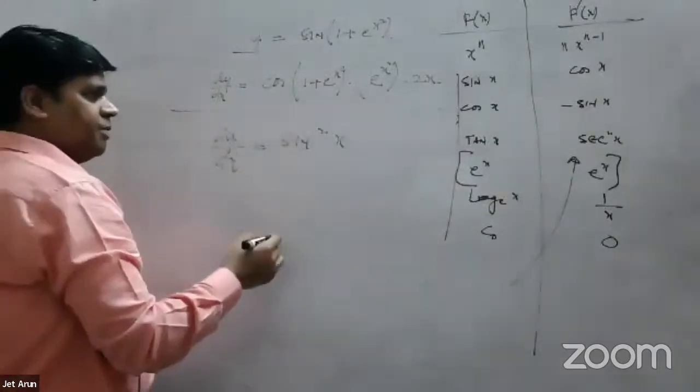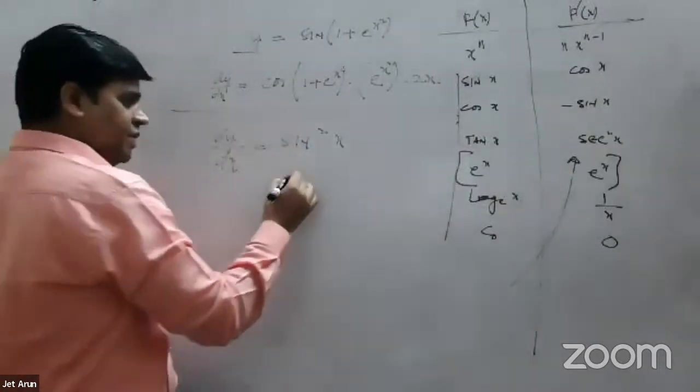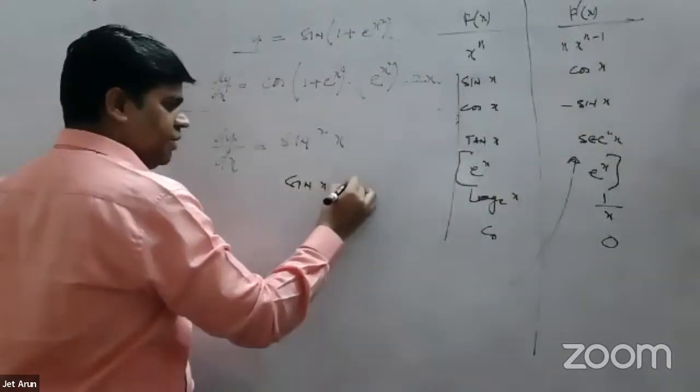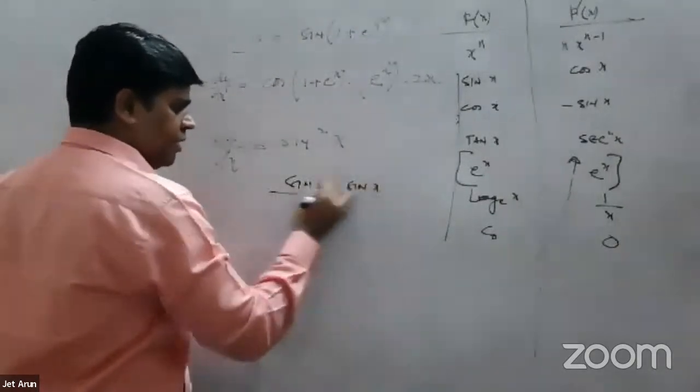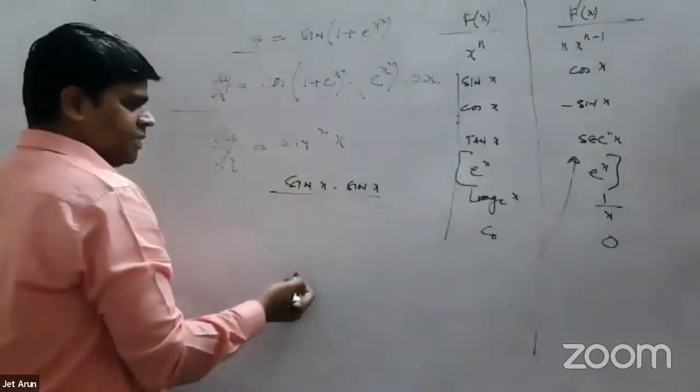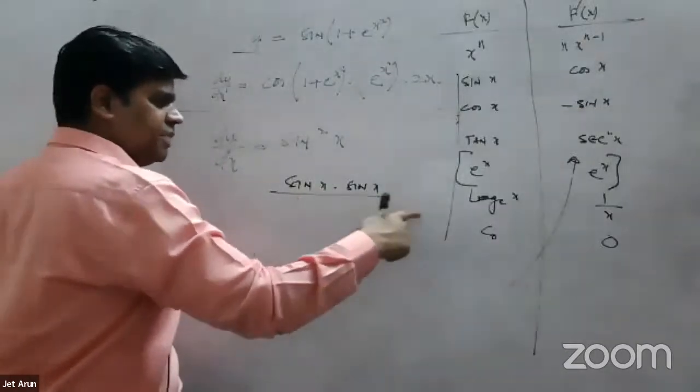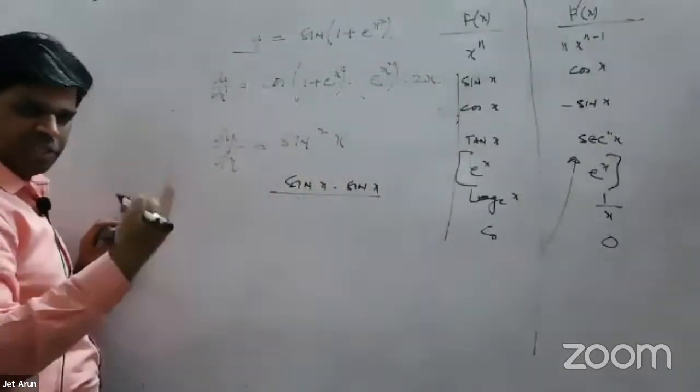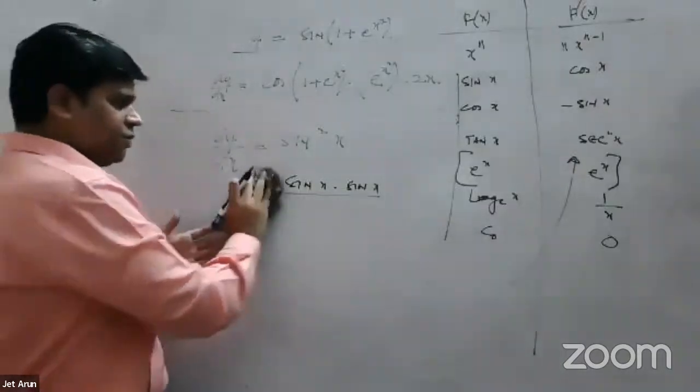So derivative of sine square x would be, I can do this in two ways. One is sine x into sine x. Product rule. I can do it this way. So f of x and g of x, f g dash plus f dash g. That is one way of doing it. But look at chain rule.